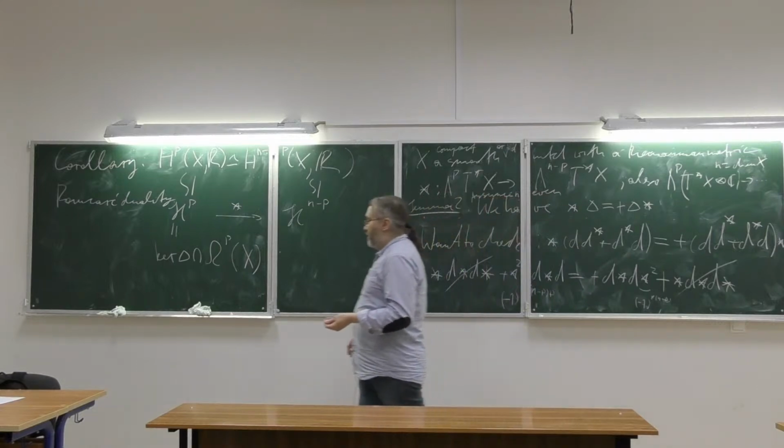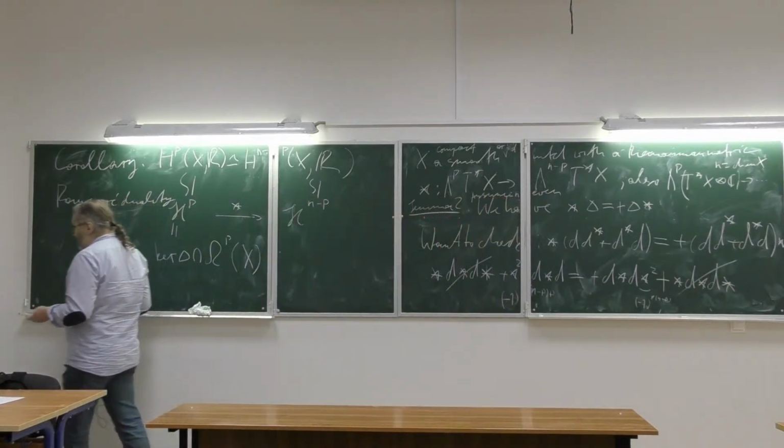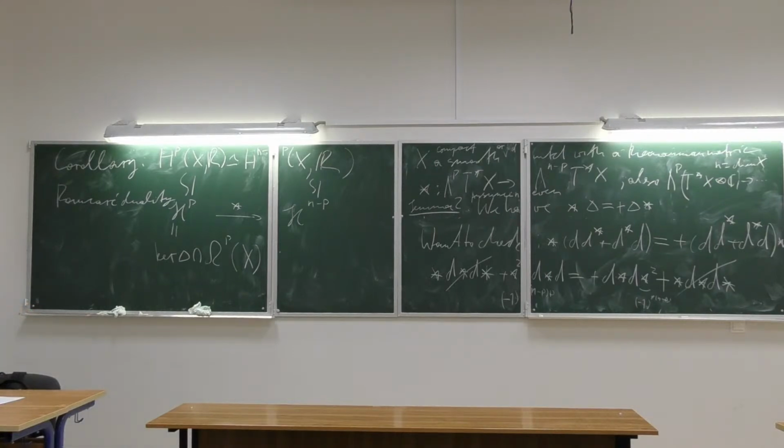Let's now try to remember what the signature is. Does everyone remember the definition of the signature? Well, let's start with a finite dimensional Euclidean vector space, and suppose we have a quadratic form on this vector space. We all know that this quadratic form in some basis can be written as a sum of squares and then a sum of minus squares.